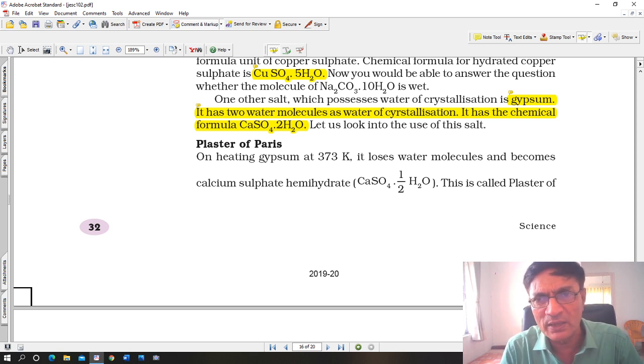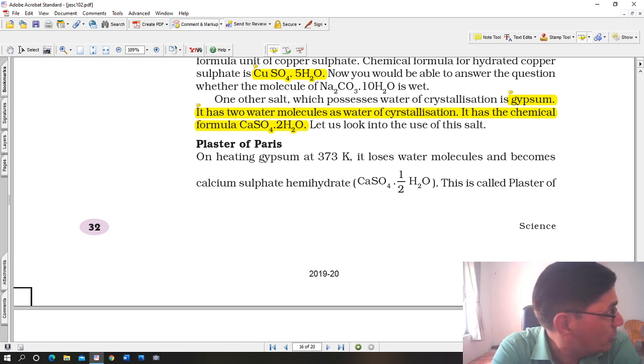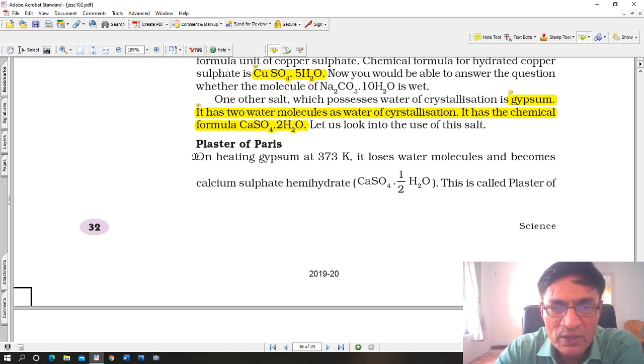वो जल्दी hard हो जाता है सीमेंट की तरह. But सीमेंट की तरह इतना hard नहीं है. प्लास्टर ऑफ पेरिस को अगर थोड़ा सा हैमर से मारो तो वो टूट जाएगा. Okay, plaster of Paris. On heating gypsum at 373 Kelvin, it loses water molecules and becomes calcium sulfate hemihydrate. Calcium sulfate hemihydrate. This is called plaster of Paris.